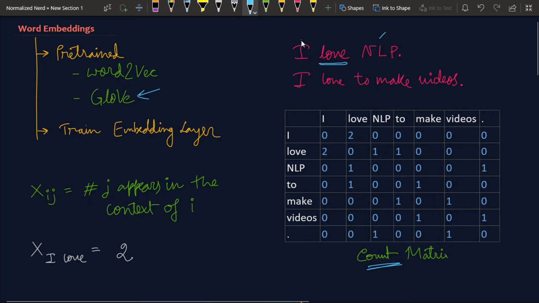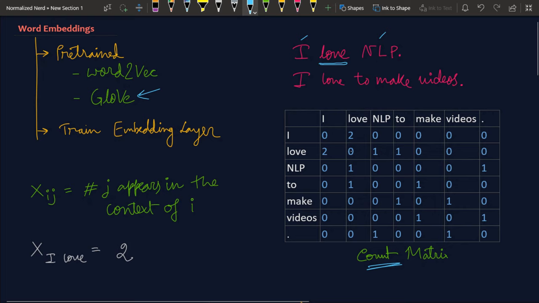Okay, so at this instance I'm gonna be incrementing the count of "I" in the context of "love" and the count of "NLP" in the context of "love". So this increment will be reflected in our count matrix. You can see I have incremented this "I" here and the "NLP" here.